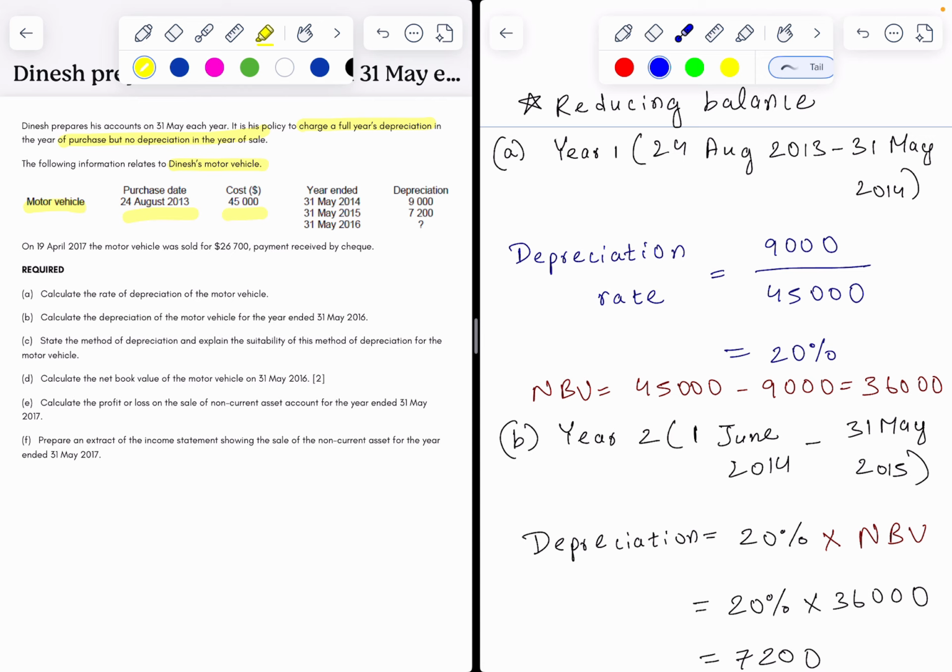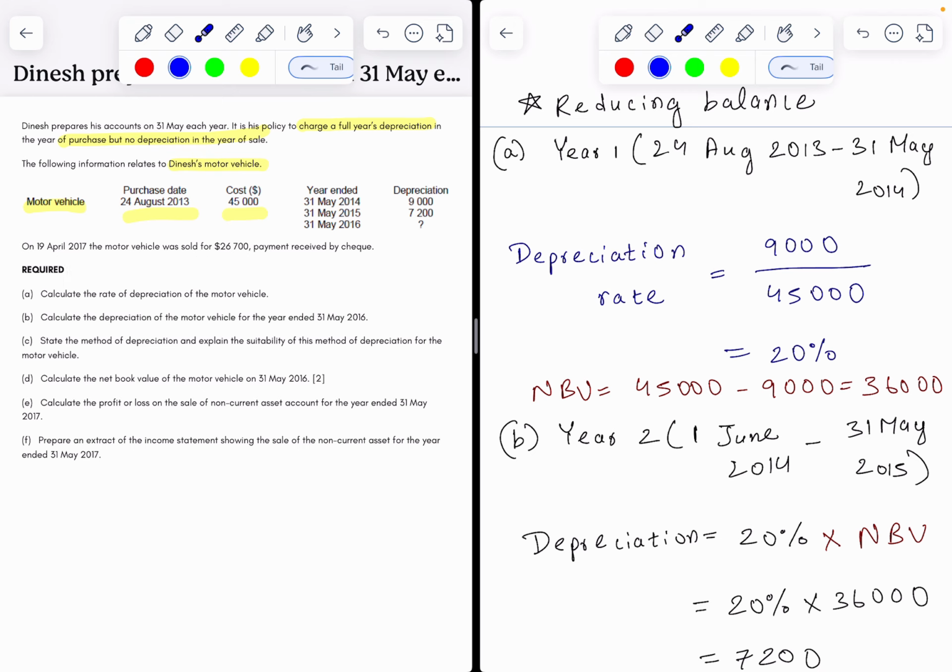And we have 3 different financial years since we have bought the motor vehicle, and those 3 different financial years are the financial years ending 31 May 2014, 2015 and 2016. In each of these 3 different financial years, we also have different depreciation amounts, which you can see here. We have been given another statement here with regards to the disposal of the asset. So 19 April 2017, the motor vehicle was sold for $26,700 and the payment was received by check.